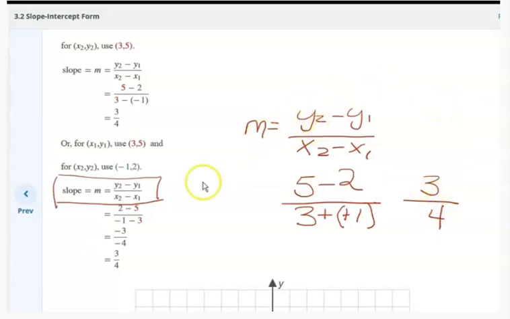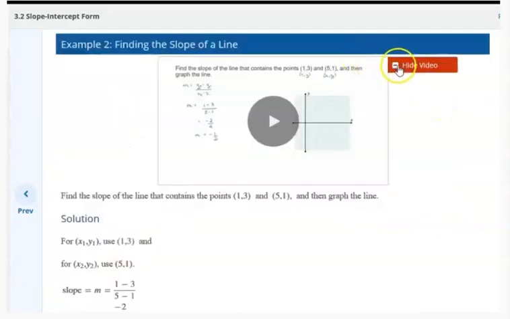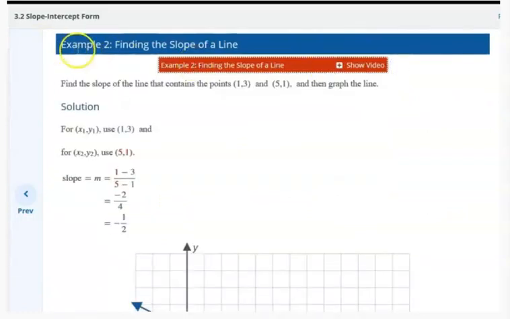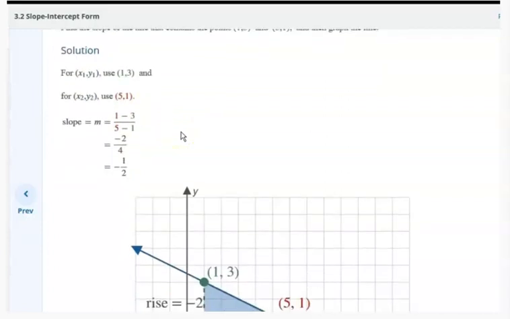This is an important one. In your notes now, for example 2, they're asking us to use these 2 points and figure out the slope. And then later they're going to show us the graph of this. Let's raise it up just a little bit more.